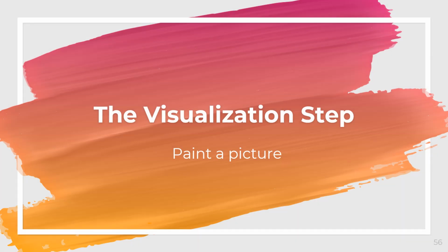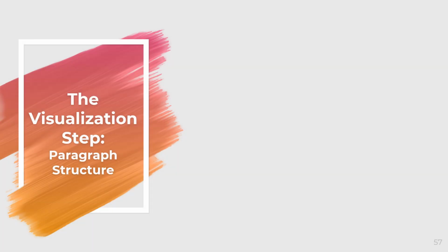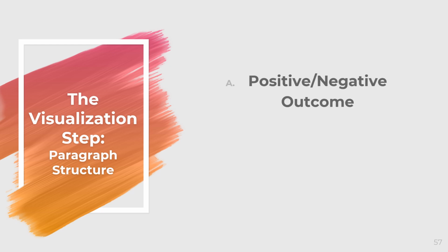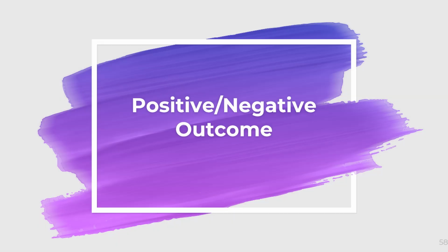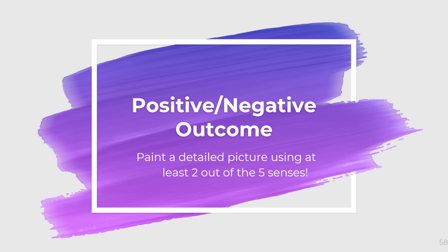Onto the visualization step. This is where you paint a picture using details. The visualization step only has 3 parts. That's the positive or negative outcome, support, and the transition. So to get full credit on the positive or negative outcome part, what you need to do is paint a detailed picture using at least 2 out of the 5 senses.